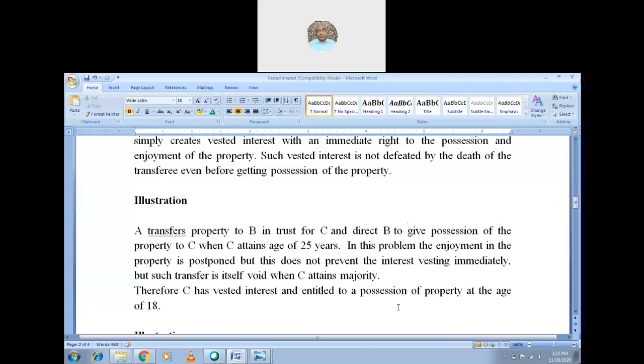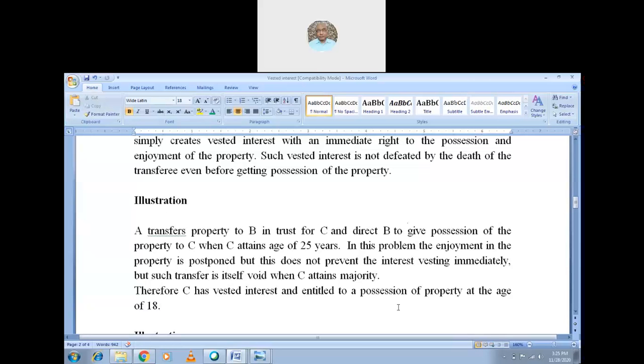A transfers the property to B in trust for C, and directs B to give possession of the property to C when C attains the age of 25 years. So he said, you take this property, but transfer it and give the possession of the property when C attains the age of 25 years.